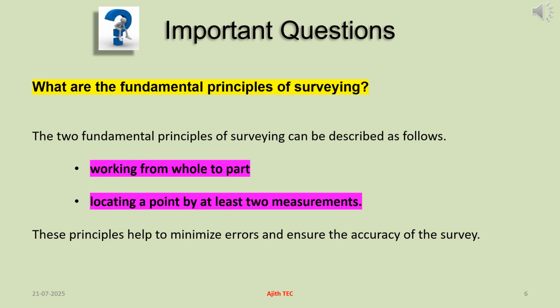What are the fundamental principles of surveying? The two fundamental principles of surveying can be described as follows. Working from whole to part. Locating a point by at least two measurements. These principles help to minimize errors and ensure the accuracy of the survey.